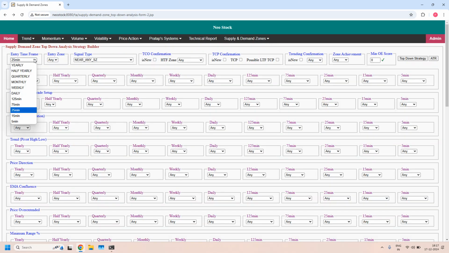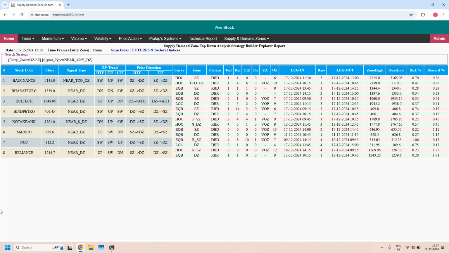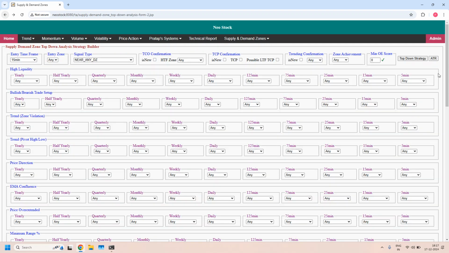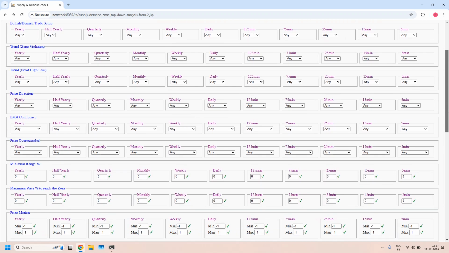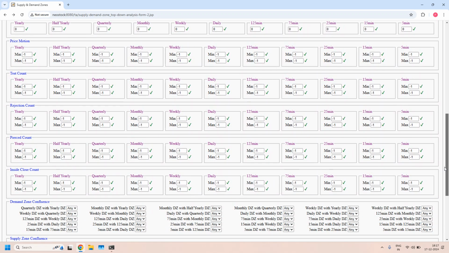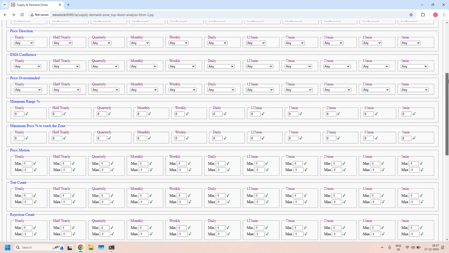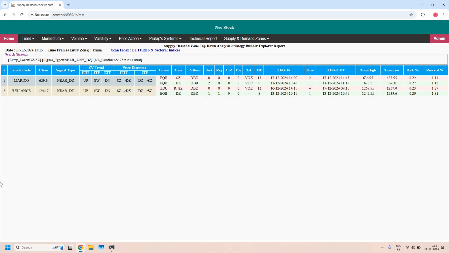Next time frame is 15 minutes. Stocks near 15 minutes demand zone. 8 stocks are filtered. Out of these 8, how many are having ITF demand zone confluence? Let's filter. That is 15 minutes demand zone with 75 minutes demand zone confluence. I am enabling that filter. With this filter, out of 8, we got 2 stocks. Marico and Reliance.